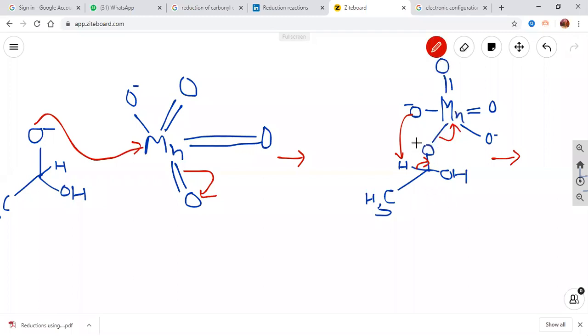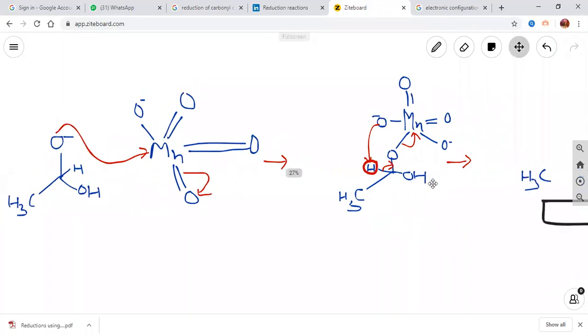Now this alpha hydrogen gets abstracted by one of the oxygen atoms having a negative charge, one of the oxygen atoms present on the manganese. This carbon-hydrogen bond gets broken and this bond goes to the oxygen. Since this bond goes to the oxygen, this bond collapses back to the manganese.